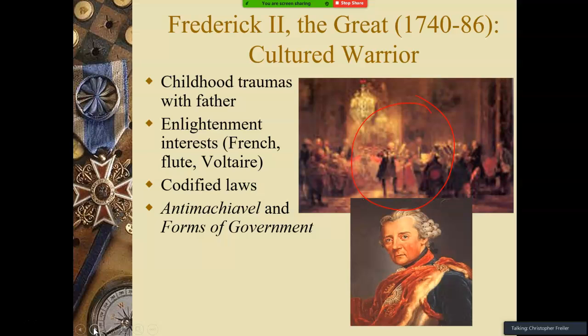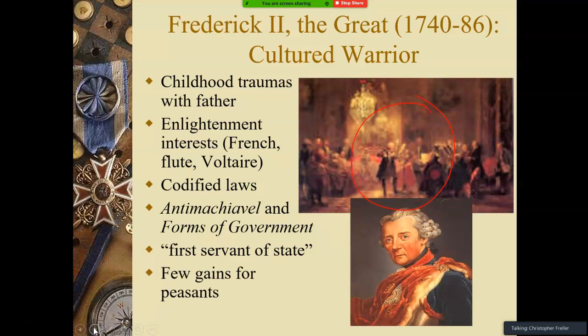And then also Forms of Government, which portrayed society or the state as a giant machine with the head of the state being the monarch. In fact, that was a term used. Think about Louis XIV. He said, I am the state. Frederick said, I am the first servant of the state, which is a very different concept. This shows his enlightened absolutism.